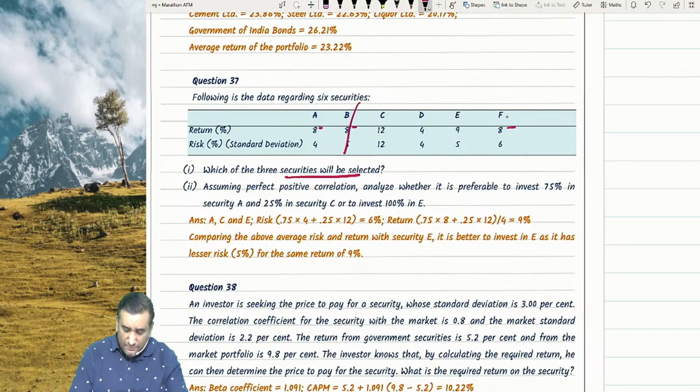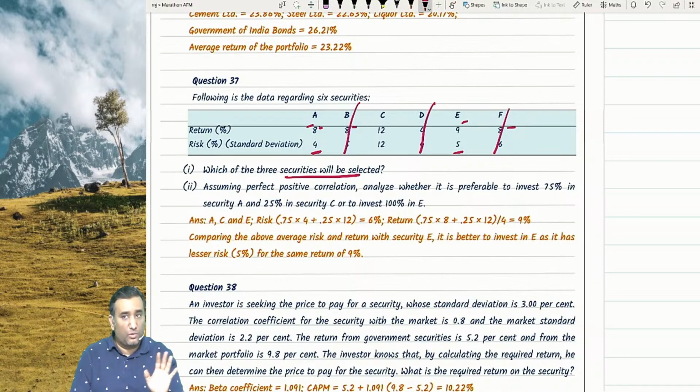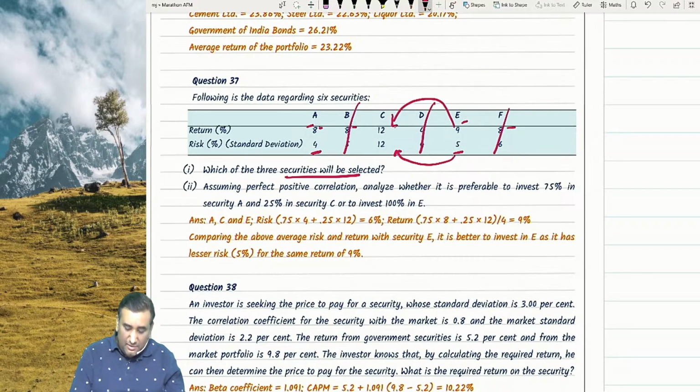So B I'll cut out, F I'll cut out. Then I have A and D, because risk and return are the same, D gets cut out. The easiest way to do comparison is: risk increases from 4 to 5, return increases from 8 to 9. Risk increasing, return increasing, both are efficient. Risk increases from 5 to 12, a huge increase, and return increases 9 to 12. It's okay. These are still efficient.